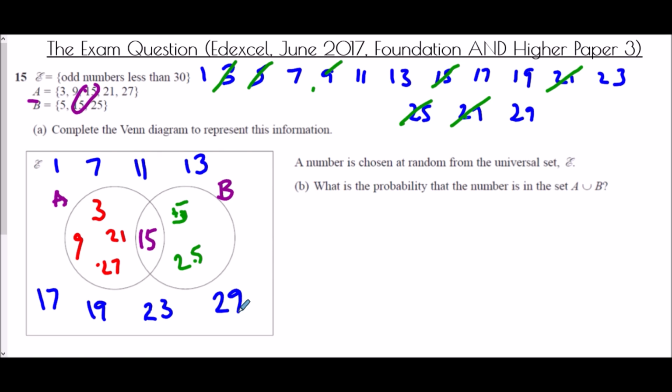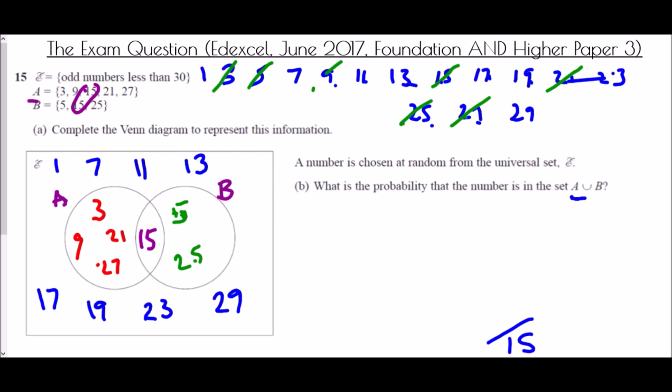We have completed the Venn diagram. Now we start to look at a bit of probability work. A number is chosen at random from the universal set. What is the probability that the number is in the set A union B? First of all, there's going to be a probability, so that probability is going to be out of the number of numbers we began with. So 1, 2, 3, 4, 5, 6, 7, 8, 9, 10, 11, 12, 13, 14, 15 values.